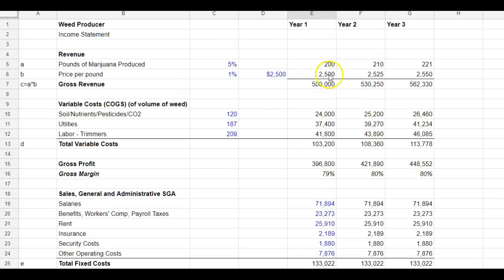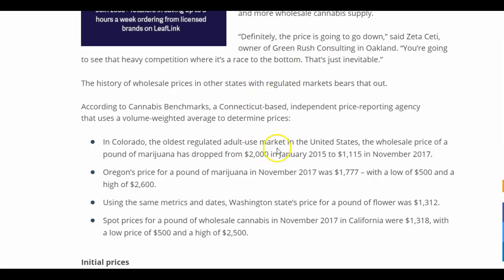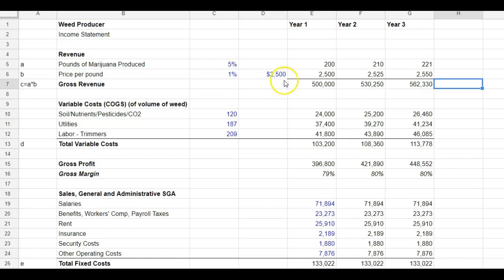We talked about the price of weed being $2,500. If you look at that article I pulled up really fast, the price of weed varied in 2015 between 2,000 and 1,000. In 2017, the average was 1,700, but it ranged from a low of 500 to a high of 26. And again, California, low of 500, high of 25. This model that we're building is way at the top of pricing. The reality is pricing for weed is $1,500 a pound, right?